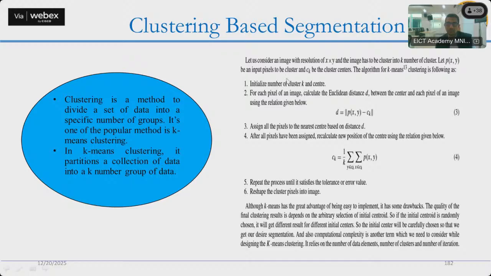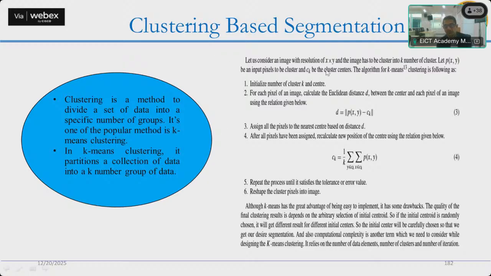What is clustering? Clustering is a method to divide a set of data into a specific number of groups. One of the popular methods is k-means clustering. K-means clustering partitions a collection of data into k groups of data.